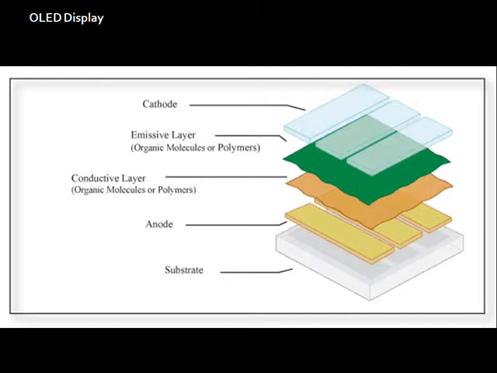OLED displays are made of organic light-emitting diodes. An organic light-emitting diode is a solid-state semiconductor made of organic plastic polymer layers. When current flows, electrons from the cathode move to the emissive layer. Electrons from the conductive layer move to the anode. Electrons at the layer junction fall into holes and emit light.